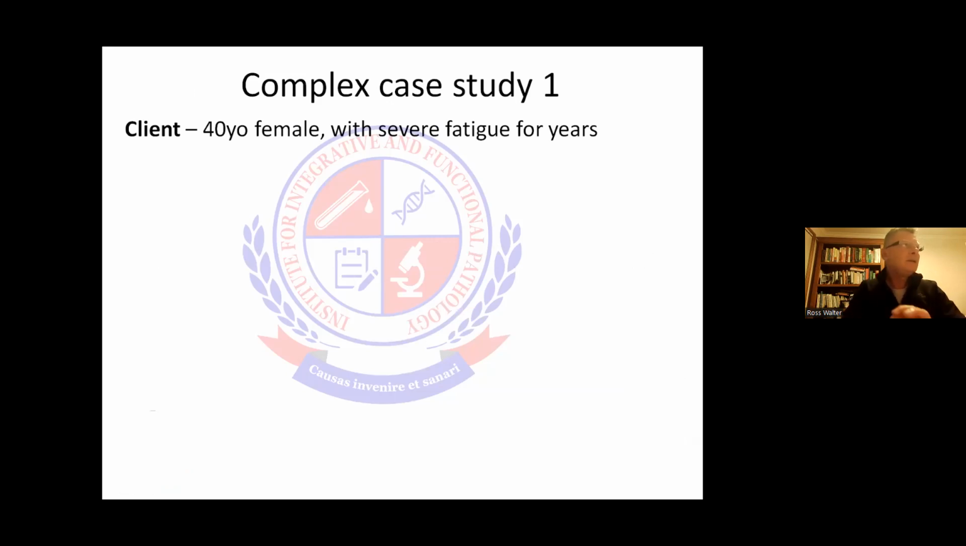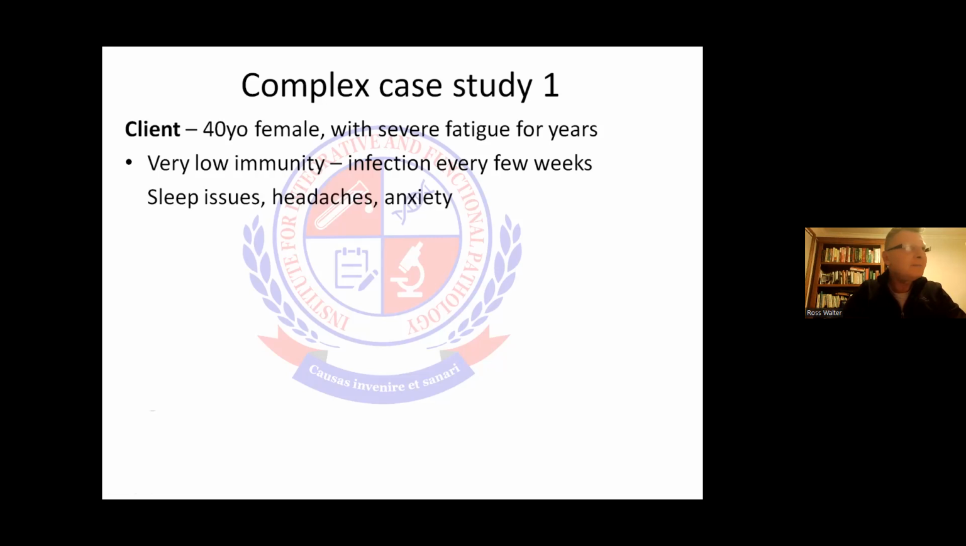This is a 40-year-old female with severe fatigue that I saw a couple of years ago. The main issue of concern was the severe fatigue. She's a mother of 3 or 4 children. She can't work. She just has not got any energy beyond mid-morning to be able to do anything. Very low immune system function, with an infection seemingly every couple of weeks.